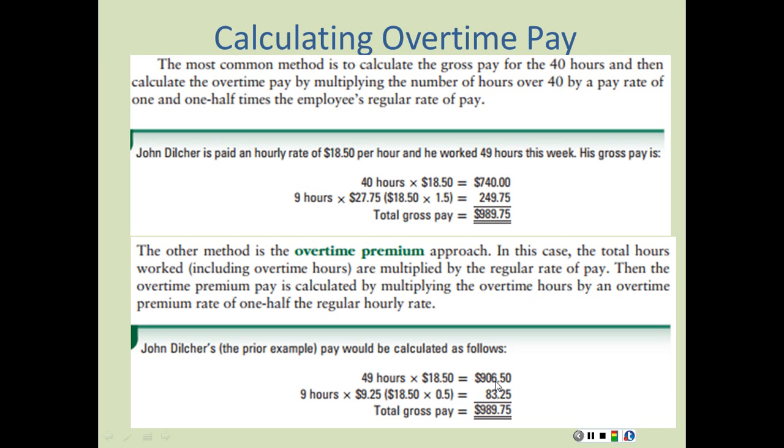In the second method, you simply took the $18.50 times the total hours worked, including overtime, got this first subtotal of regular pay, then you computed an overtime premium, half of the regular rate of $18.50 or $9.25. Multiply that times the overtime hours. That's the overtime premium. That's added to the first subtotal. You wind up with the same number, $989.75 in total gross pay, including overtime.